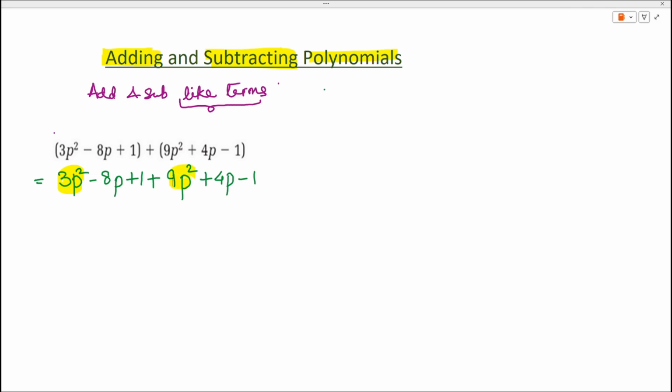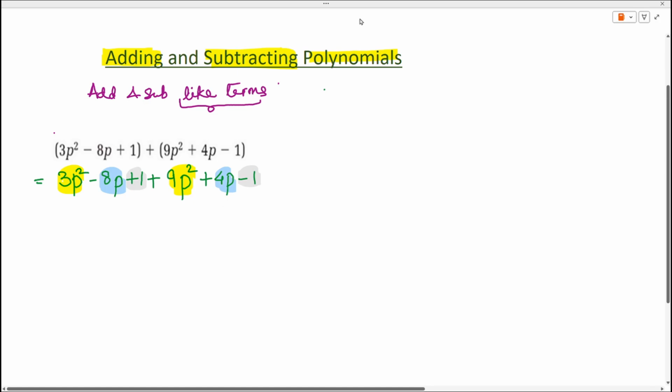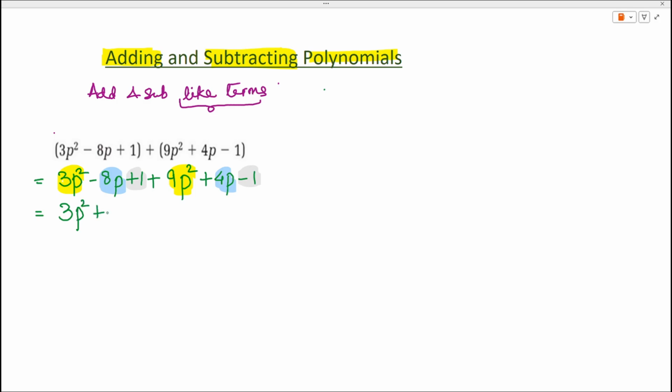So these two are the like terms because they have the variable p square, and these two are the like terms because they have the variable p, and these two are the like terms because they are just constants. So if we want to add them, it will be 3p square plus 9p square. We are just putting them together. Subtract 8p plus 4p and plus 1 subtract 1.